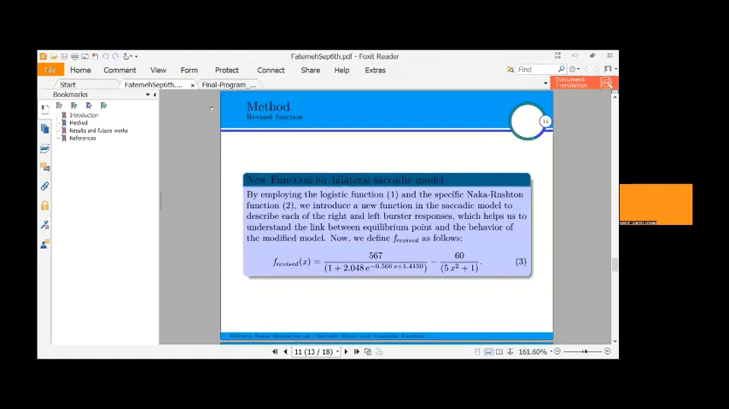Now, let me introduce the revised function. By employing the logistic function and a specific Naka-Rushton function, we introduce a new function in the saccadic model to describe each of the right and left burst responses, which helps us to understand the link between the equilibrium point and the behavior of the modified model. Now we define F revised in the following formula.